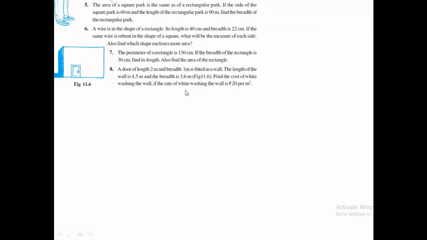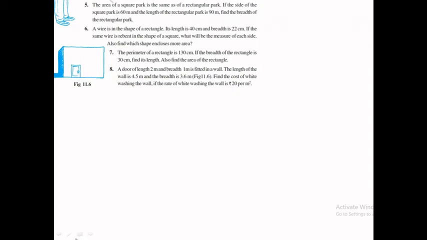So today we are going to solve a few questions on area and perimeter. Let's start with question number 5. The question says that the area of a square park is the same as that of a rectangular park. If the side of the square park is 60 meter and the length of the rectangular park is 90 meter, find the breadth of the rectangular park.